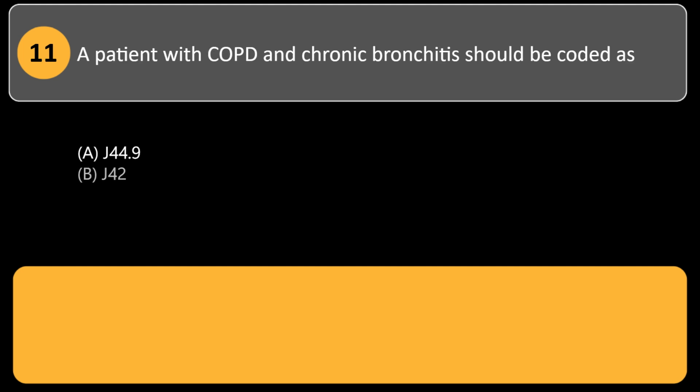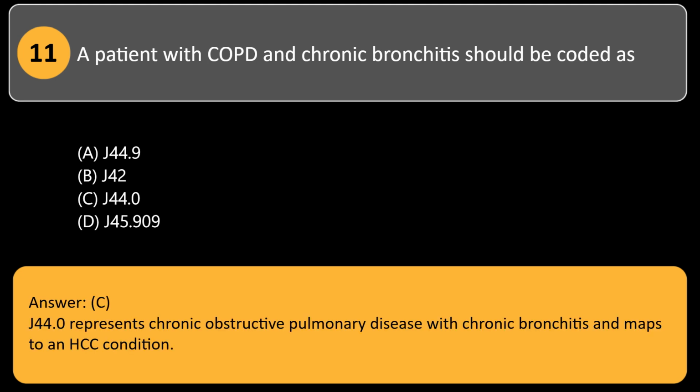A patient with COPD and chronic bronchitis should be coded as: A. J44.9. B. J42. C. J44.0. D. J45.909. Answer: C. J44.0 represents chronic obstructive pulmonary disease with chronic bronchitis and maps to an HCC condition.